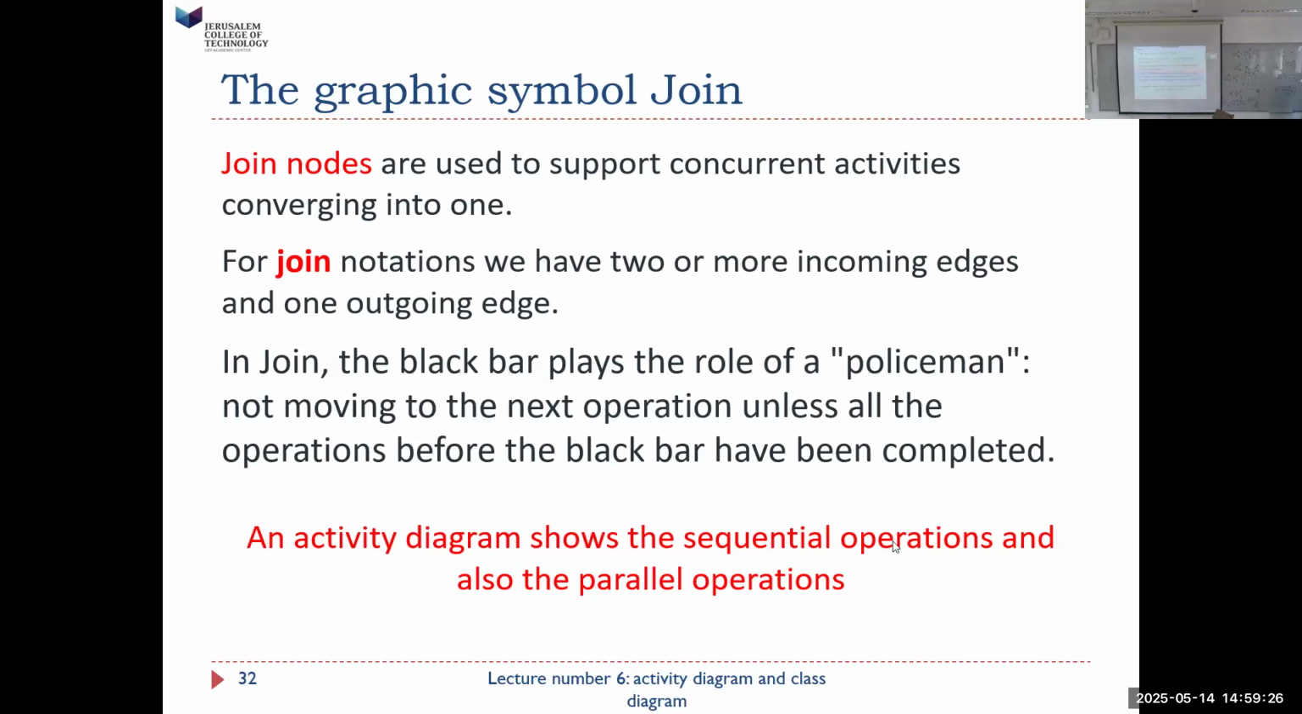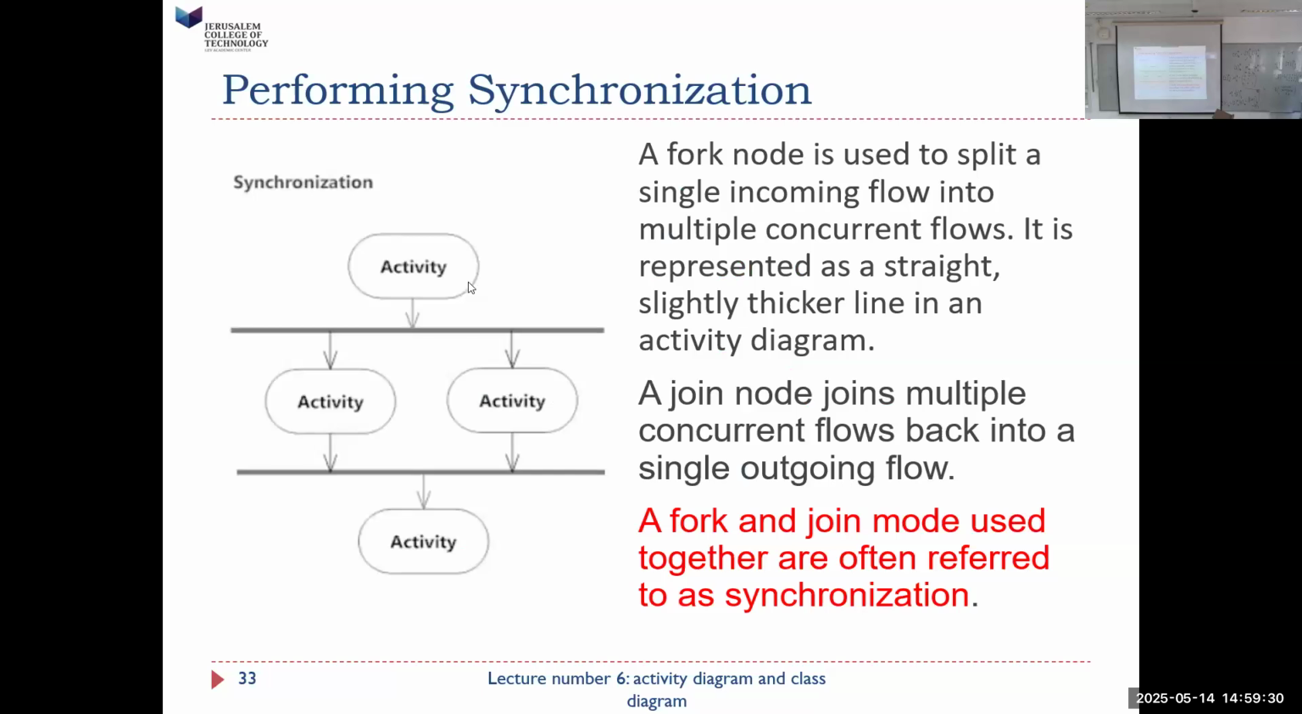An activity diagram shows the sequential operations and also the parallel operations, therefore. So here you have activity. This activity then engenders these two activities, but the final activity won't occur until both the two middle ones have finished. Fork and join are often used together.